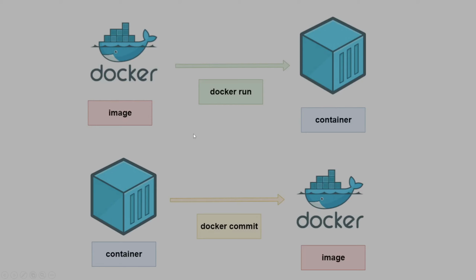Hello everyone. In this video, we'll be talking about how to convert a container into an image using the Docker commit command. First of all, we can convert an image into a container using the Docker run command. In the exact opposite way, we can convert a container into an image using the Docker commit command.